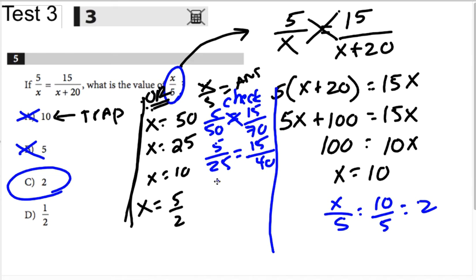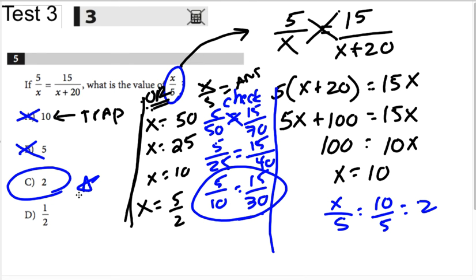And then you could plug in the 10 and say, well, is 5 over 10 the same as 15 over 30? Oh, hey, there's my winner. That is a true statement. It's answer C. So there's a bunch of different ways to get to the same answer. I would, again, have just solved for x, and then I would make sure that I answer x over 5. But there are different ways to get to the same answer.